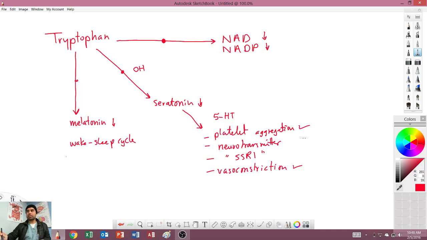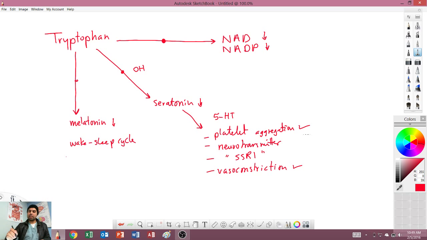Platelet aggregation and vasoconstriction should be easier for you to understand. The purpose of platelet aggregation is to prevent bleeding, correct? Vasoconstriction also prevents bleeding. So they both occur at the same time, and serotonin induces both of them. Serotonin can be made by platelets themselves. Platelets have the enzyme tryptophan 5-hydroxylase, which hydroxylates tryptophan at position 5. Platelets have it, and so do other cells.